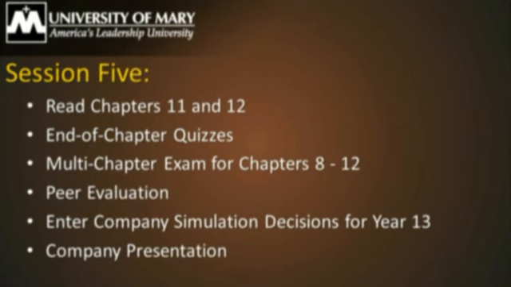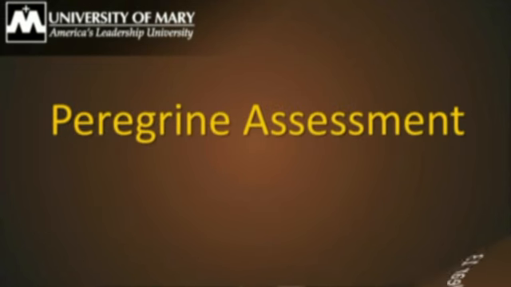For Session 5, you'll read Chapters 11 and 12, complete the end of chapter quizzes for those chapters, complete the multi-chapter exam covering Chapters 8 through 12, and complete the end of game peer evaluations for your co-managers. You and your co-managers will enter Year 13 decisions for your company and turn in your company presentation. Remember that sometime during these 5 weeks, you'll need to complete the Peregrine assessment.